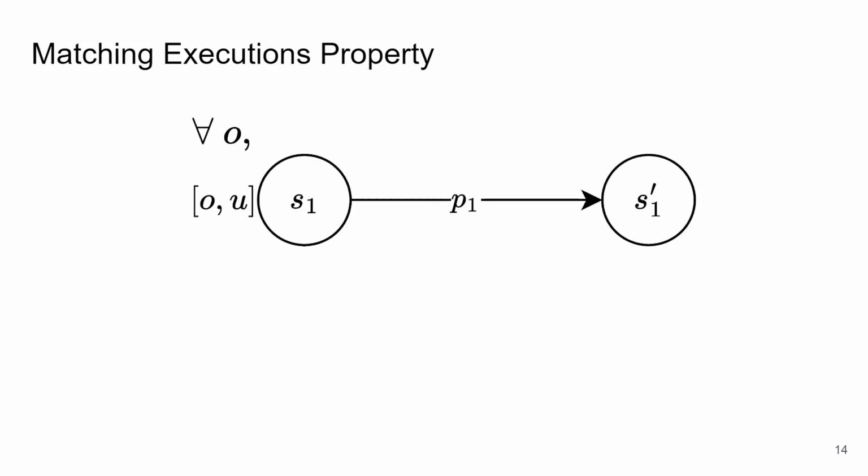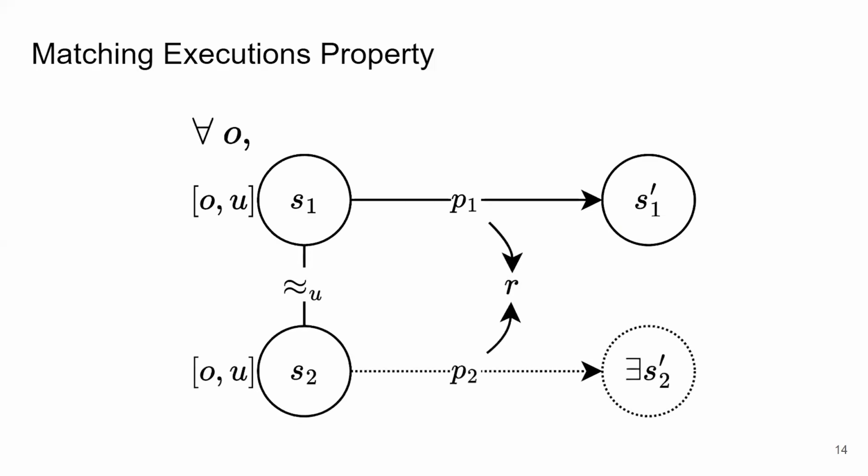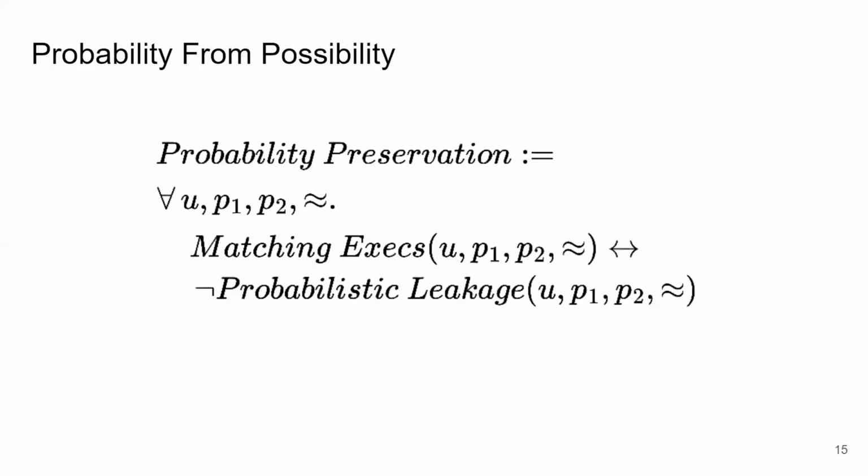Matching executions state that for all oracles, if an oracle leads to an execution from a state, then from all equivalent states, it should lead to an execution with the same result. Our probability preservation theorem shows that matching executions is a necessary and sufficient condition for the absence of probabilistic leakage. Since matching executions is a possibilistic definition, this theorem allows us to obtain probabilistic guarantees with possibilistic specifications.